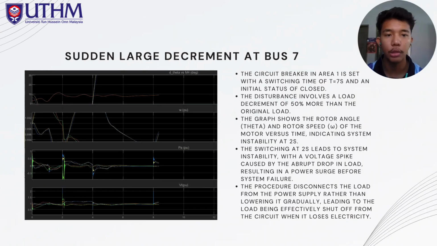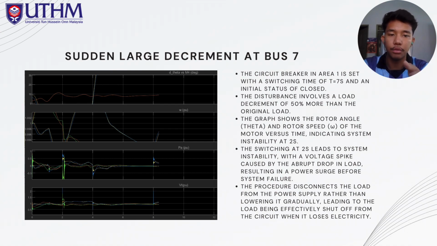So I will be continuing to explain to you about the second disturbance, which is a sudden large decrement at bus 7. So as you can see from the graph, the circuit breaker in area 1 is set with a switching time of 7 seconds and an initial status of close. So the disturbance involves a load decrement of 50% more than the original load.